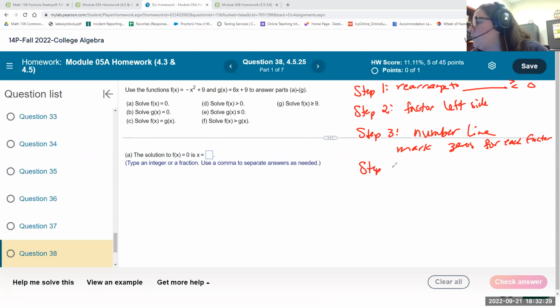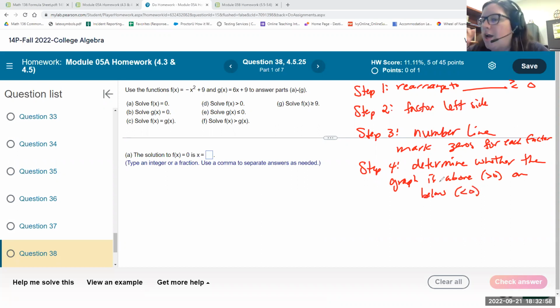And then on that number line, you're going to figure out what the graph is doing. So those marks from step 3 divide the number line into pieces, and you're going to determine whether the graph is above or below the x-axis. Above would be greater than 0. Below would be less than 0. This is something you were already asked to do as a tiny part of those giant rational function questions. And now sections 4.5 and 5.5 are basically devoted to this process of where is it above the x-axis, where is it below the x-axis.